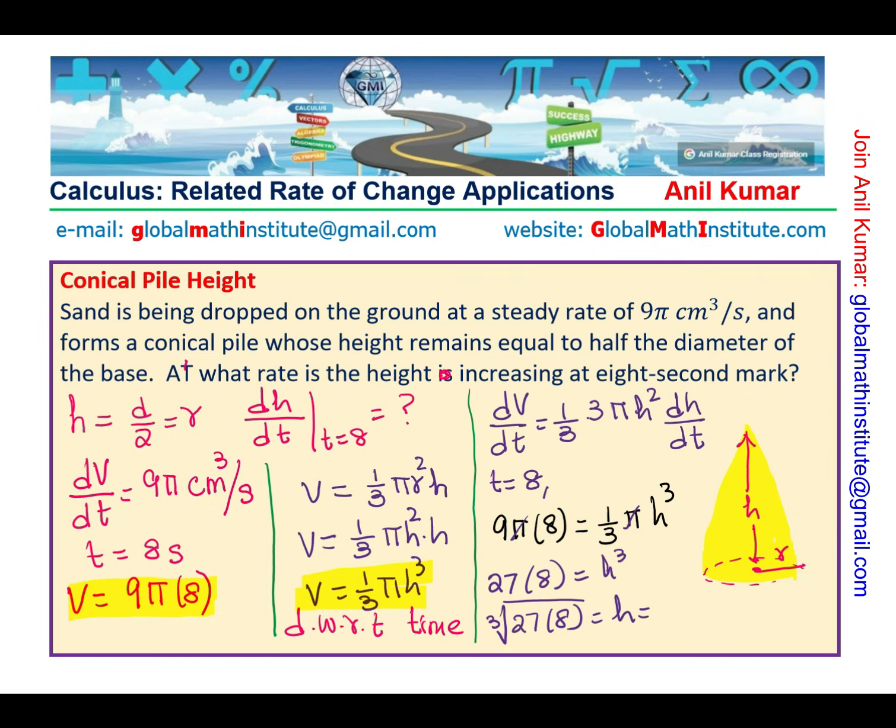The cube root of 27 is 3 and of 8 is 2. So we get height as 6. You get the idea. So we know the height. We have this particular formula right there that dV/dt is equal to 1/3 will cancel pi h squared dh/dt. Is that clear to you? We can substitute height equals 6 and find dh/dt. Correct. So we'll do all the calculations on the next page.